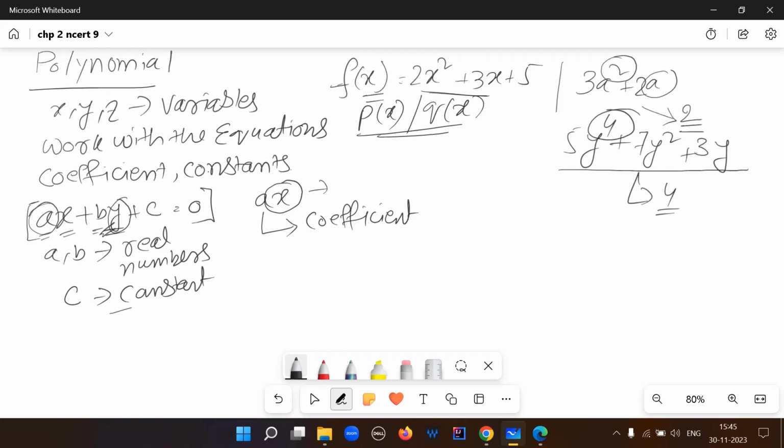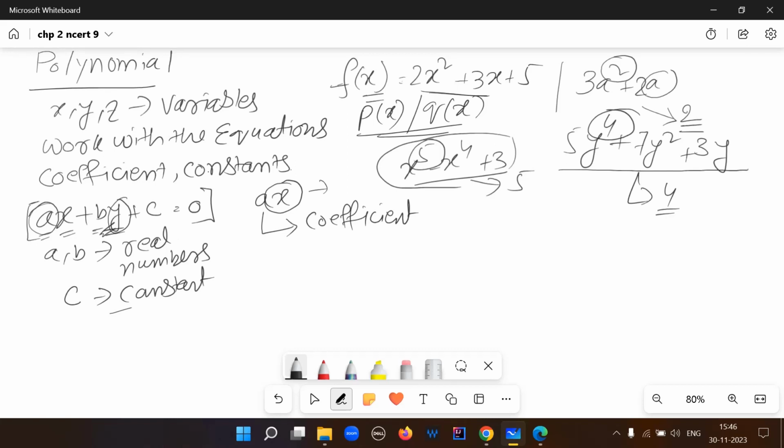The degree of a non-zero constant polynomial is always 0. Please remember that. I repeat again, the degree of a non-zero constant polynomial is 0. So if I write x to the power 5 minus x to the power 4 plus 3, what will be the degree of the polynomial? Simply see that it is 5.